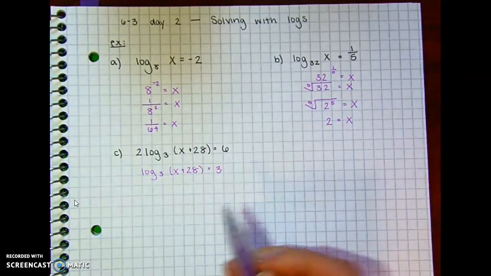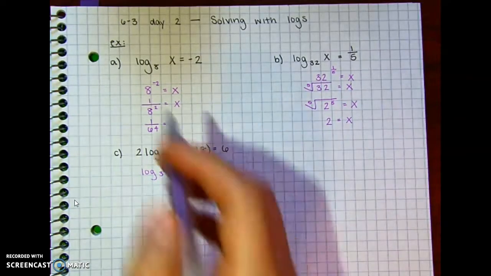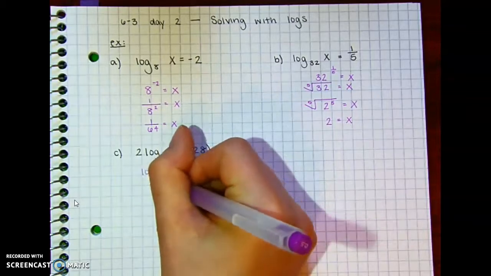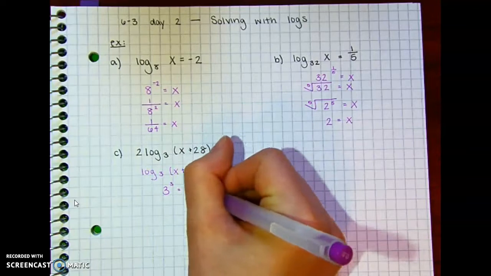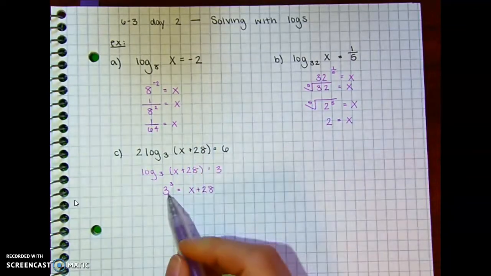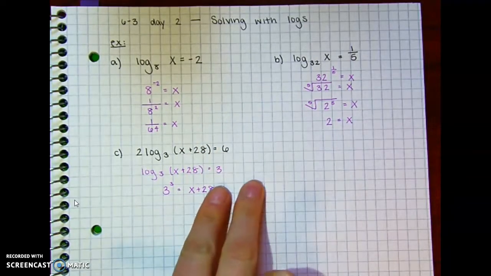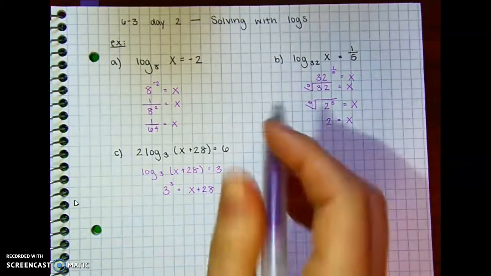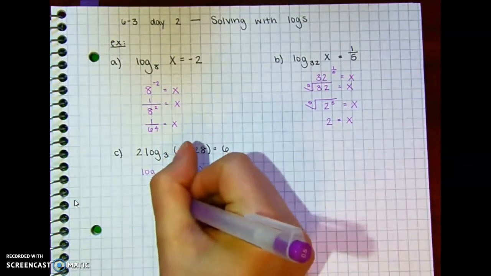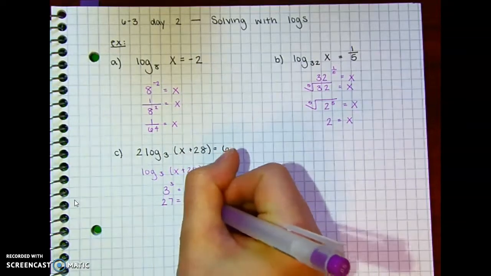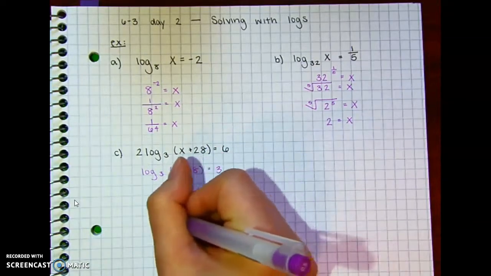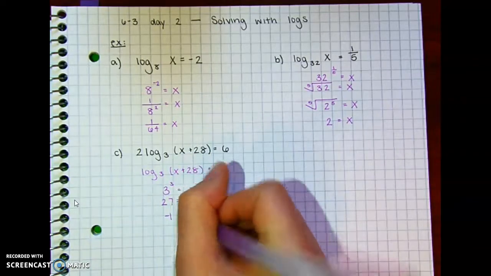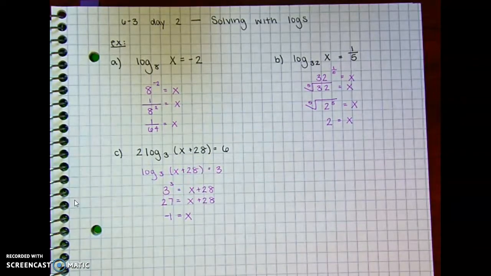And now we can write it in exponential form. So 3 to the 3rd power equals x plus 28. 3 cubed, 3 times 3 is 9, times 3 is 27. And then we just need to subtract 28, so negative 1 equals x. Alright, let's just do one more.